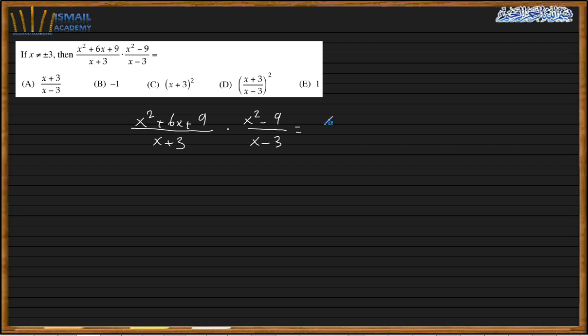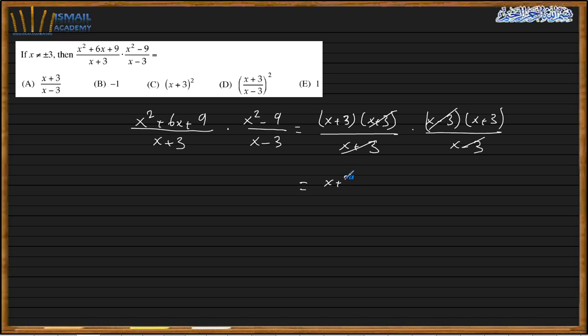This is a perfect square, so it's going to be x plus 3 times x plus 3 over x plus 3, times x minus 3 times x plus 3 over x minus 3. So I cancel this and I cancel this. What's left is x plus 3 times x plus 3, which is the same thing as x plus 3 squared, and the answer is C.